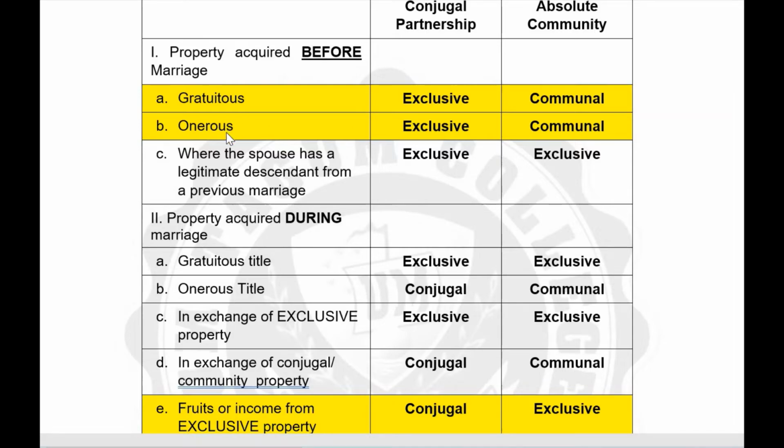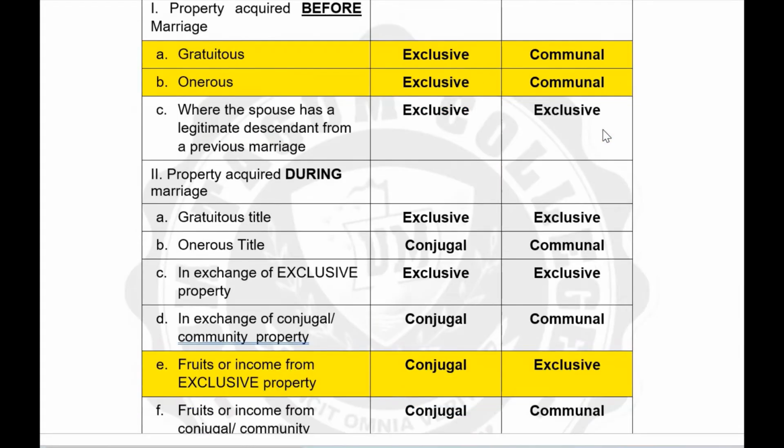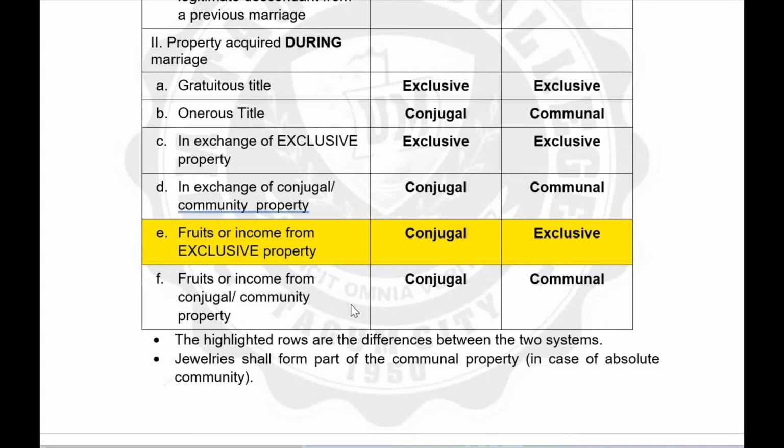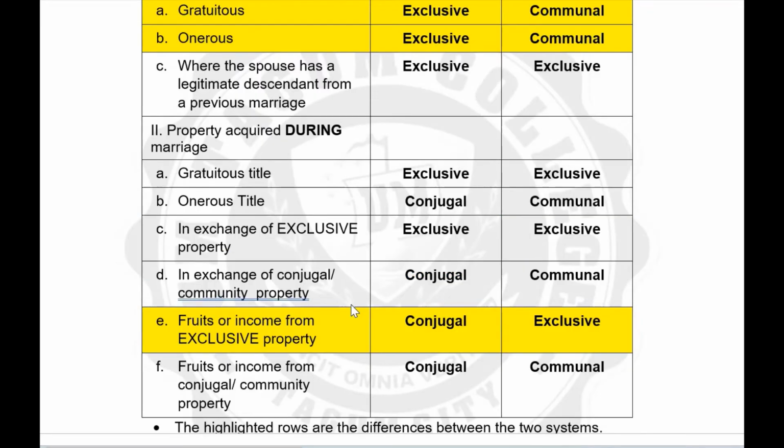No? And for onerous title, because you owned it before marriage, it is still exclusive under conjugal partnership of gains. In absolute community, it is communal. Another difference between the two systems is the income of exclusive property. In conjugal partnership of gains, all income is conjugal. However, in absolute community, if the property is exclusive, the income is also exclusive. Okay?